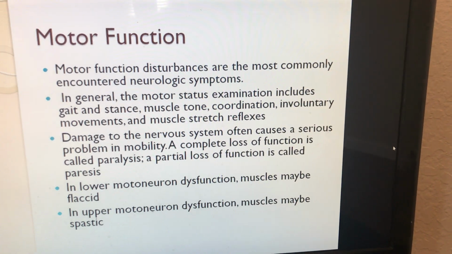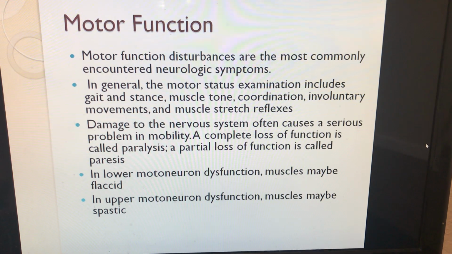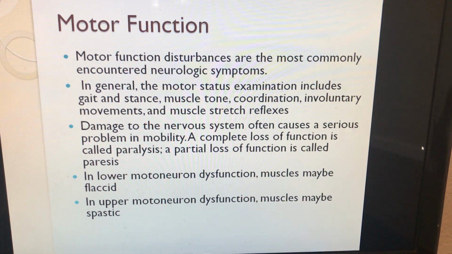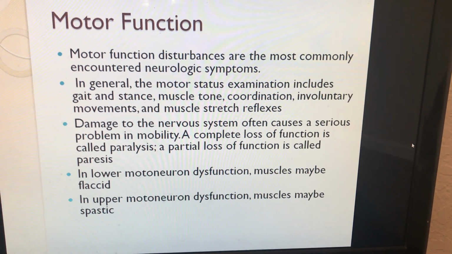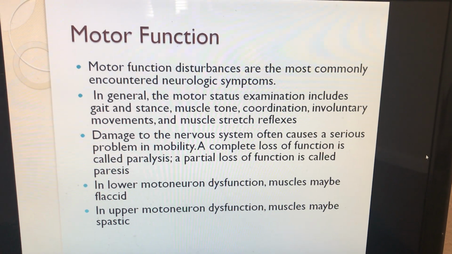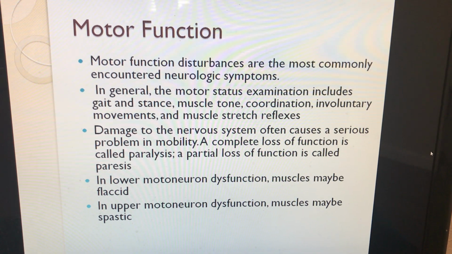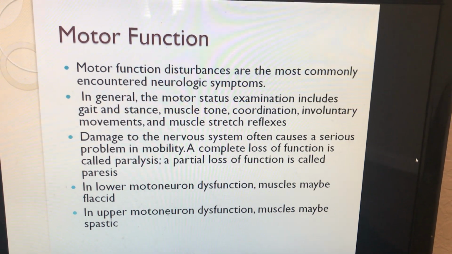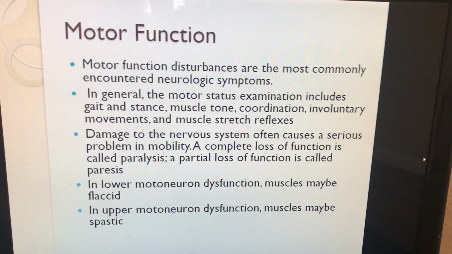Motor function disturbances are the most commonly encountered neurologic symptoms. In general, the motor status examination includes gait and stance, muscle tone, coordination, involuntary movements, and muscle strength and reflexes. This is just saying that you're going to assess their ability to walk, their muscle strength, their muscle tone. In lower motor neuron dysfunction, muscles may be flaccid, which are really weak. And in upper motor neuron dysfunction, the muscles may be spastic.